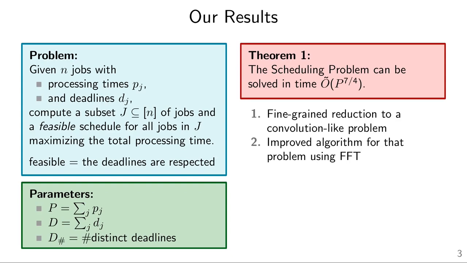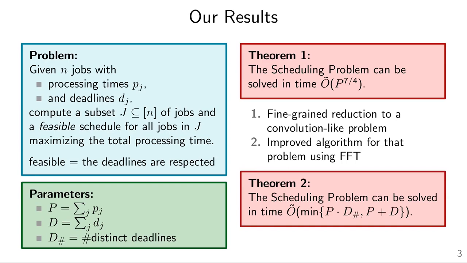As another result, we prove theorem 2. The scheduling problem can also be solved in time O tilde of the minimum of p times D sharp, or p plus D. Okay, so this is a running time which really takes these new parameters into account. However, I will not be talking about this result in detail. I will just leave you with the hint that for the proof, we also use FFT, but in a very different way.